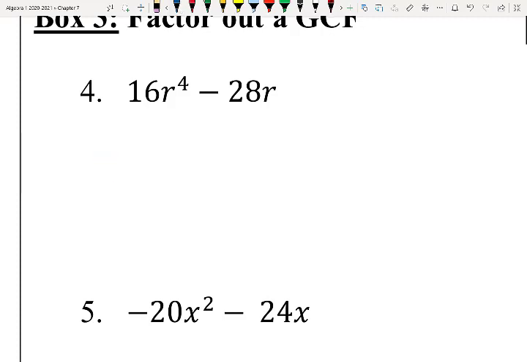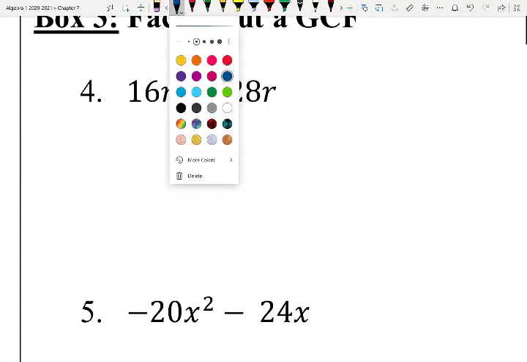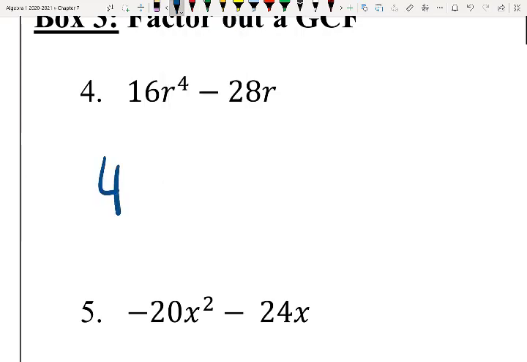I'm going to bump this up a little bit so it's easier to read. So my GCF is 4 for my number. Between my two terms, they both have r. But my right term only has r, not r to the 4th power, so it doesn't have anything else. 4r is just going to be my GCF here.